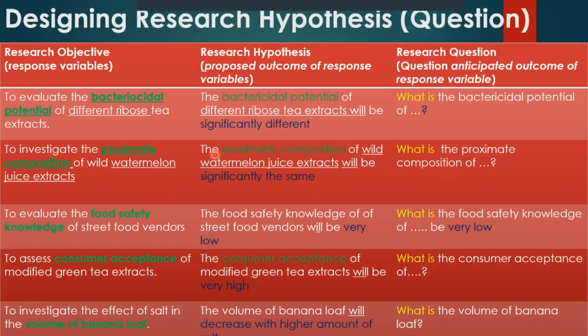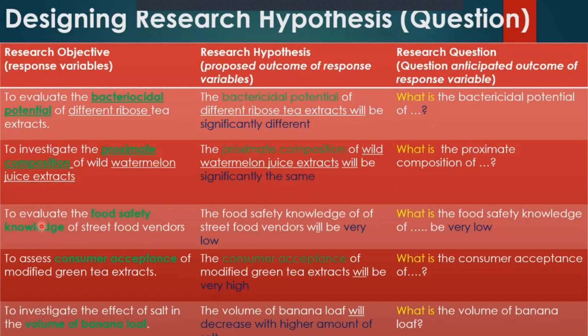So this sentence can be put in different ways. For those who know how to rephrase a sentence in many different ways, I can start by saying different extracts of wild watermelon juice will have significantly the same or significantly different proximate composition. So you see, I've put it in another way, but the information must be the same. It doesn't mean that you can't put it in another way. The way I've designed it here is just to show you the pattern.